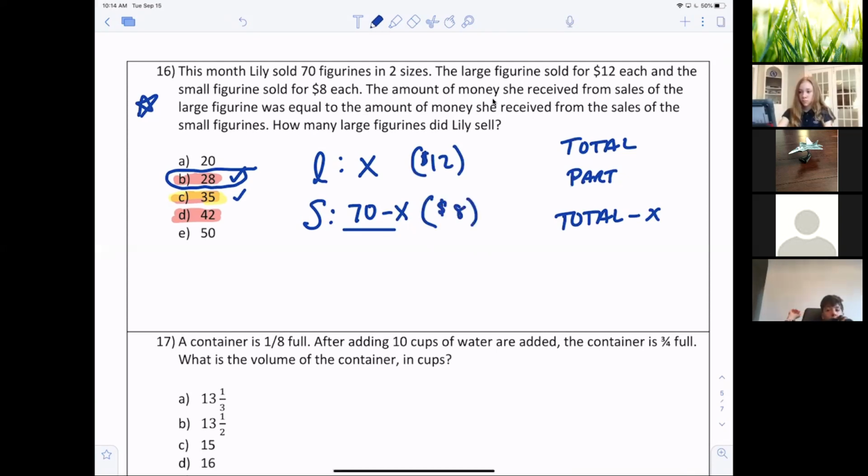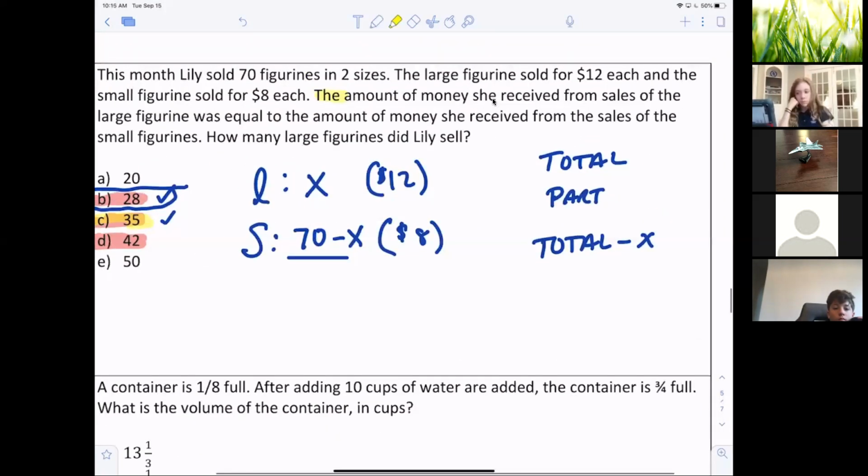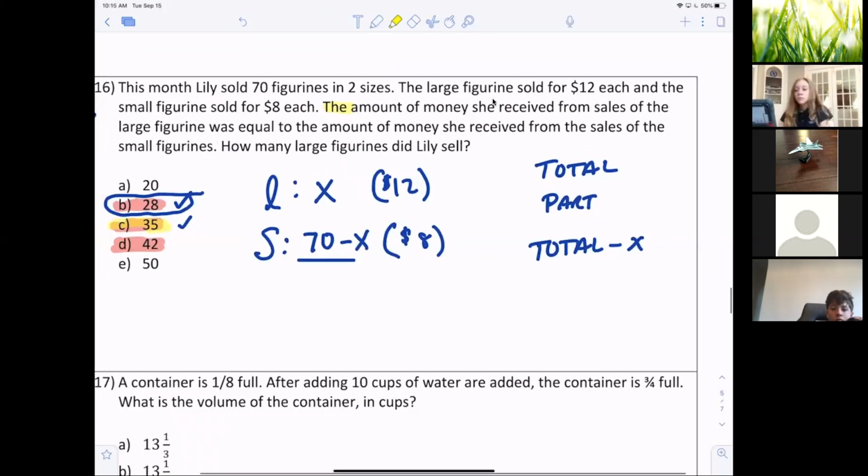All right, so I want an equation. I want an equation. Come on, girls. Who's going to write me an equation? All right, Miss Nelson, I want you to read for me loud and proud. This is starting here. Okay, so how much money is she going to get from the large figurines? How much money?